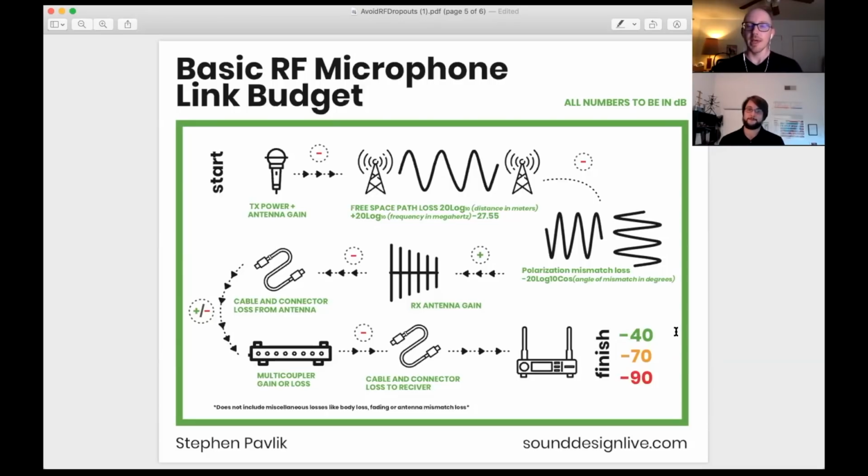And the whole goal, I guess we should have said at the beginning with this link budget, is that we want to hit the target. We want to hit the bullseye.